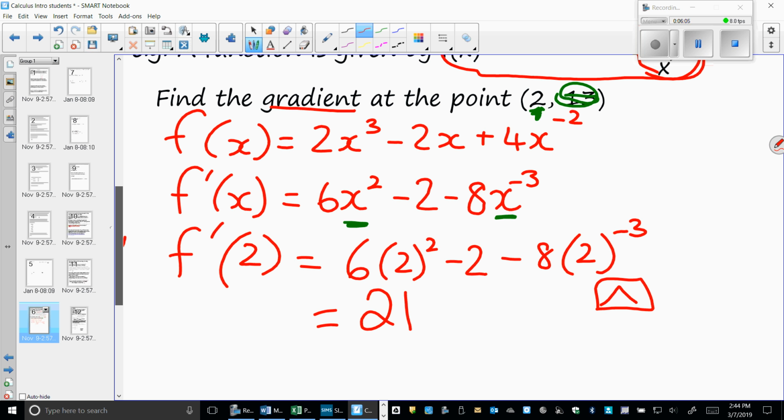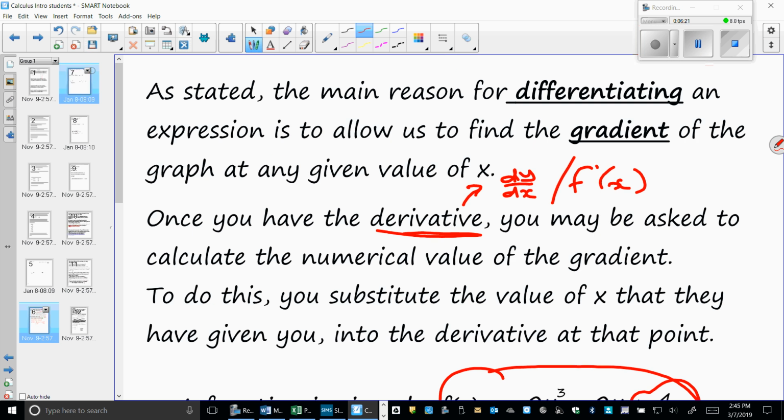So that tells us that at the coordinate (2, 13), or wherever it was I crossed it out now, the gradient is actually 21. Okay? So if we were to have our graph to draw a tangent, we would find that the gradient was 21. How exciting is that?